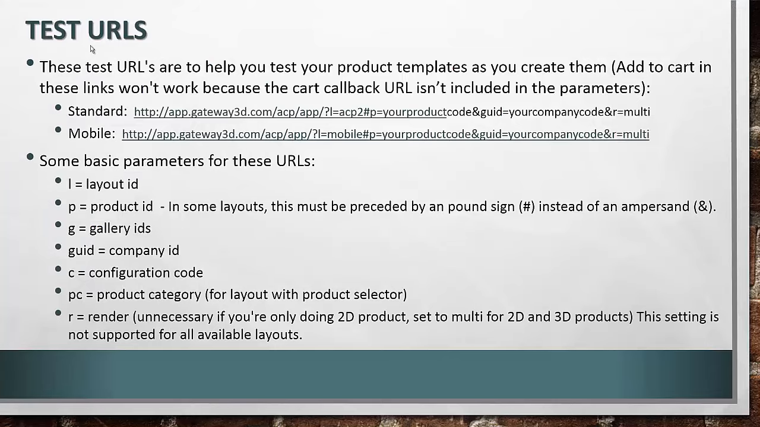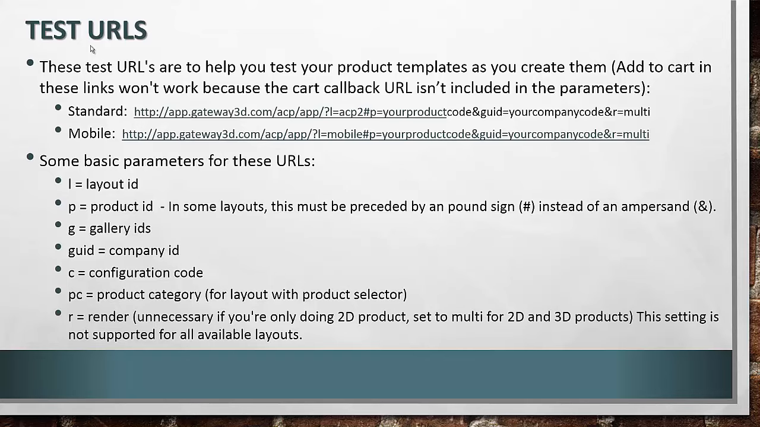I mentioned earlier using test URLs to help test out the product templates as you create them. The couple that are used most often are shown here. The add to cart in these links doesn't work because in this string I presented here, that cart callback URL isn't included in the parameters because obviously I don't have the information for your particular cart.